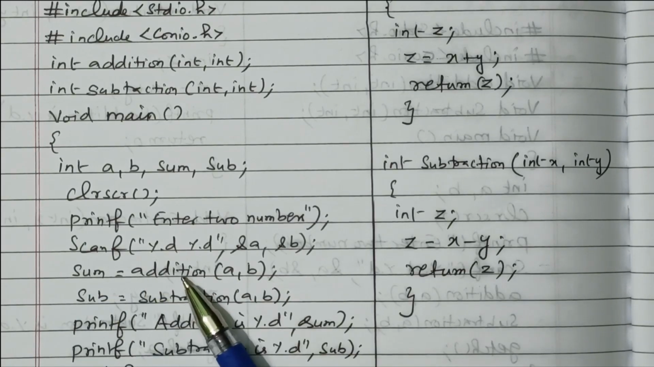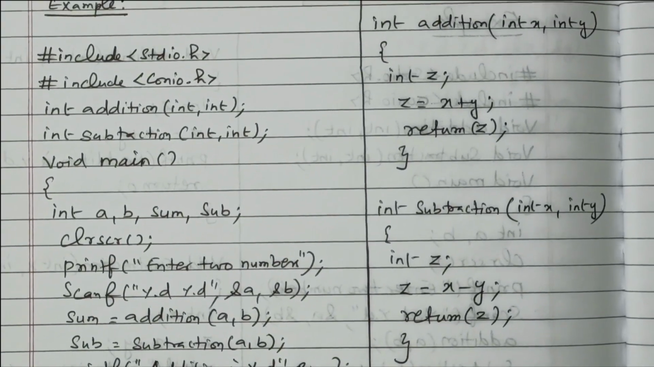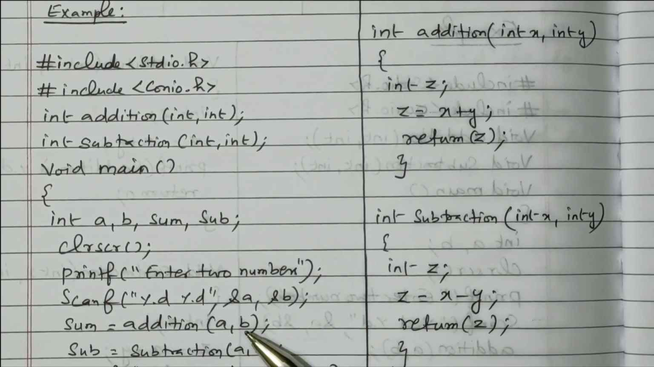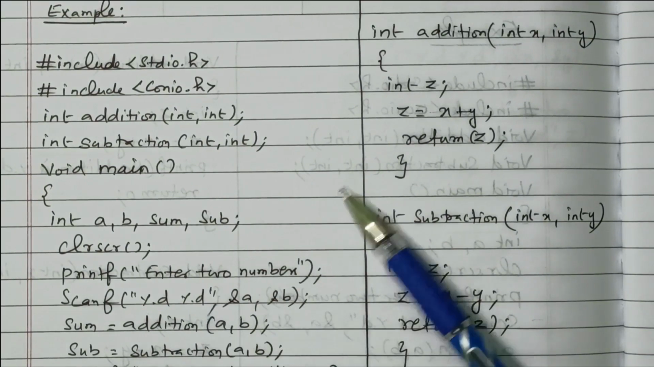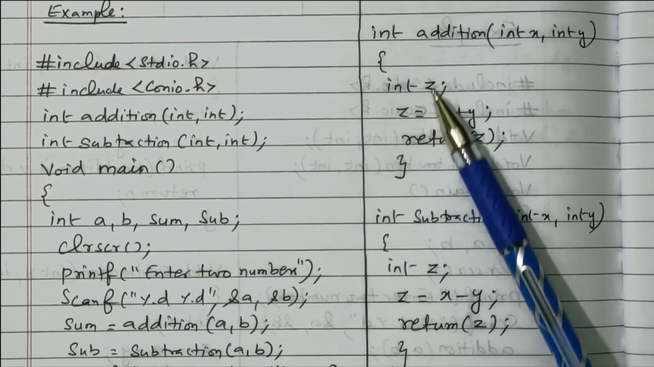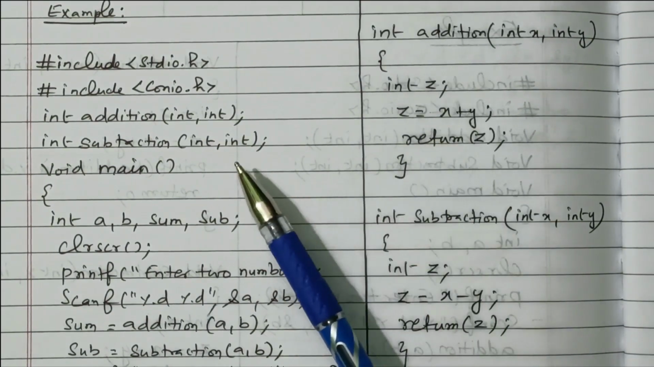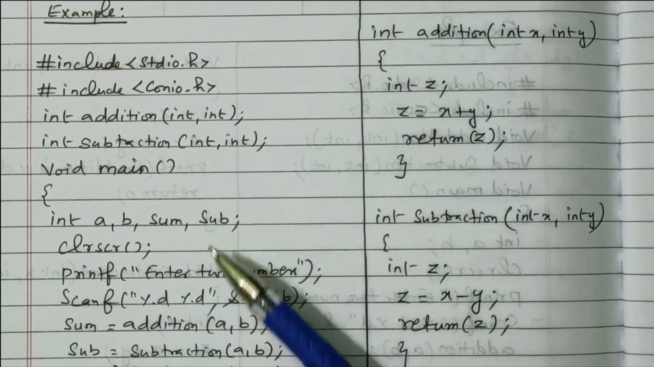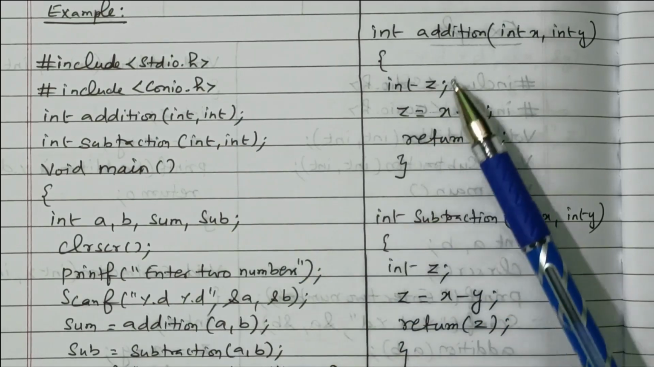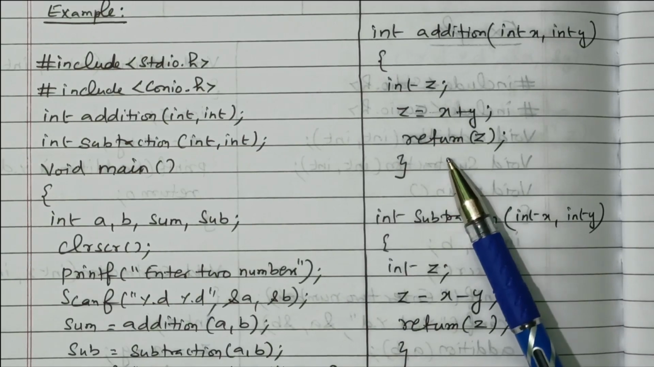So while calling this function, what will happen? The control will transfer to the function definition addition. So from here, the control will go to this function definition. This is a function definition, right? This is the function declaration. This one is the function call, and this is the function definition. We are defining the function.